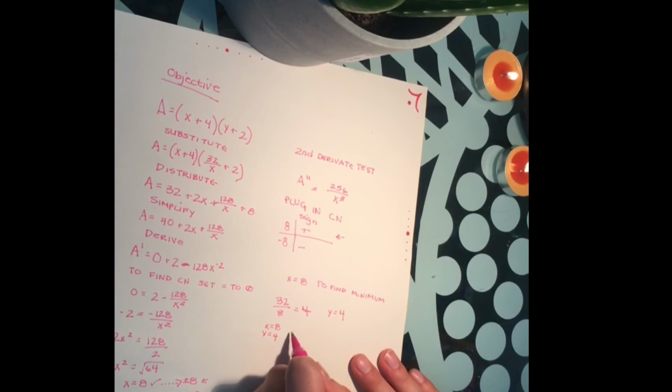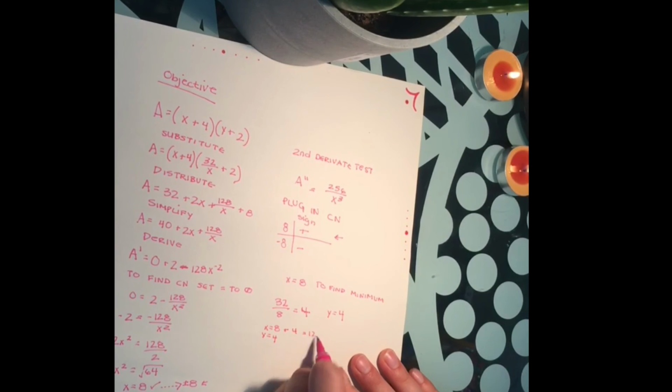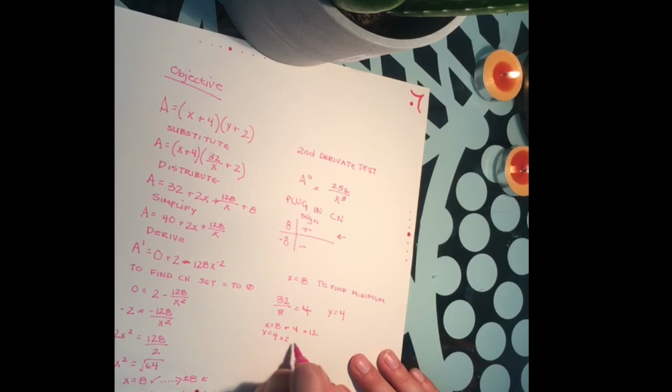Now, what you're going to have to do to make this equation complete is add 4 to the x and then add 2 to the y to get your final answer. So the final dimensions are going to be 12 by 6. And that's the end of the problem.